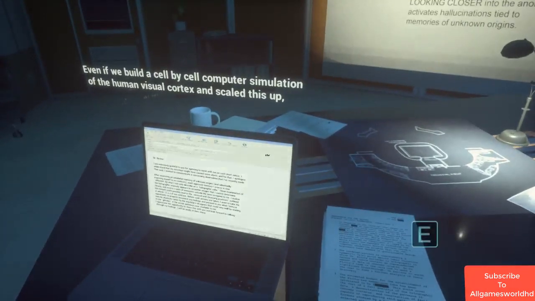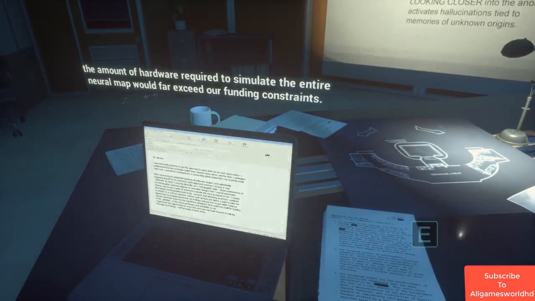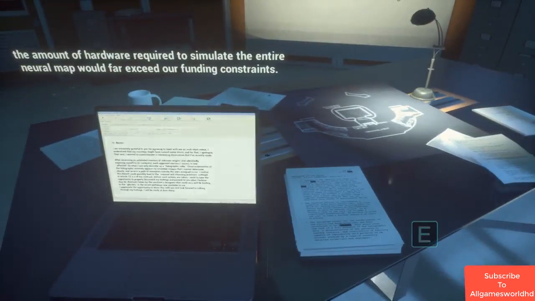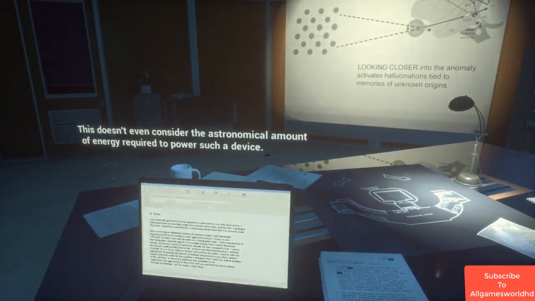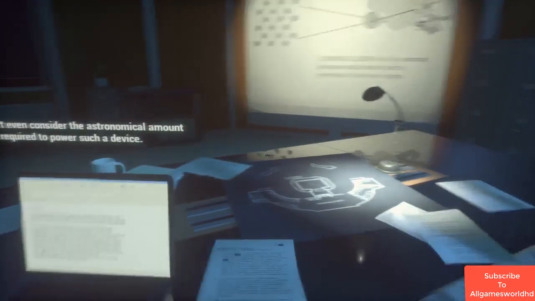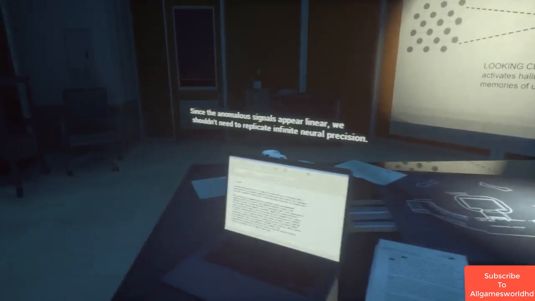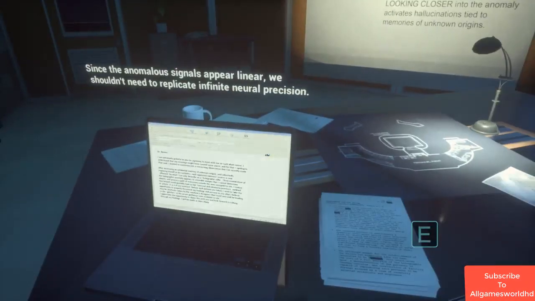Cell-by-cell computer simulation of the human visual cortex and scaled this up, the amount of hardware required to simulate the entire neural map would far exceed our funding constraints. This doesn't even consider the astronomical amount of energy required to power such a device. Since the smaller signals appear linear, we shouldn't need to replicate infinite neural precision.